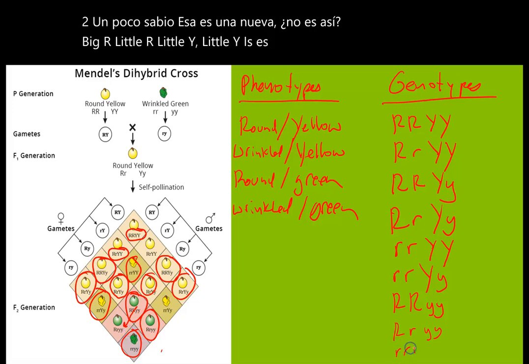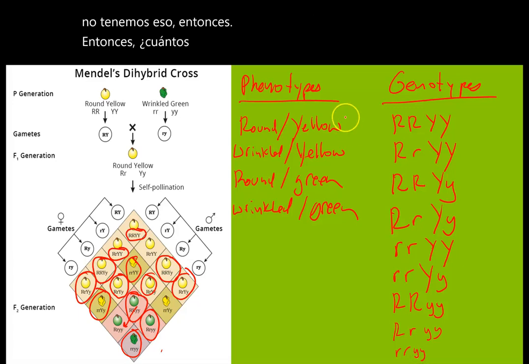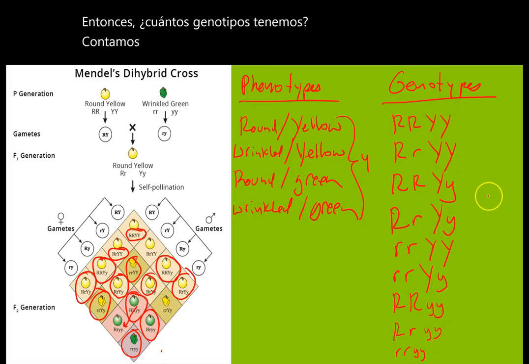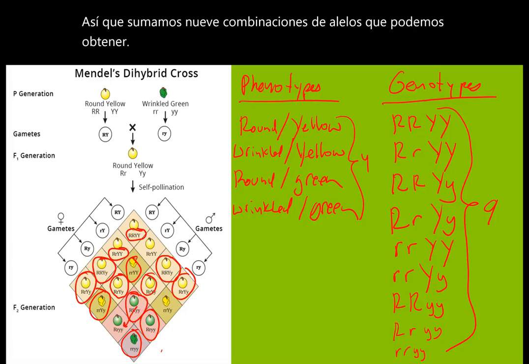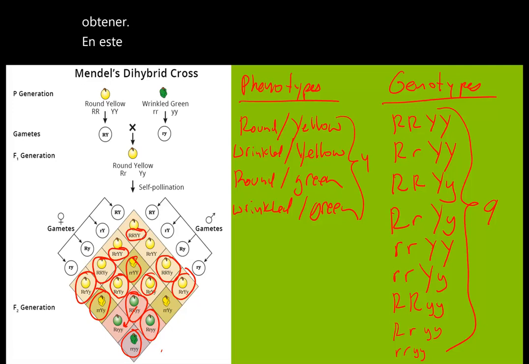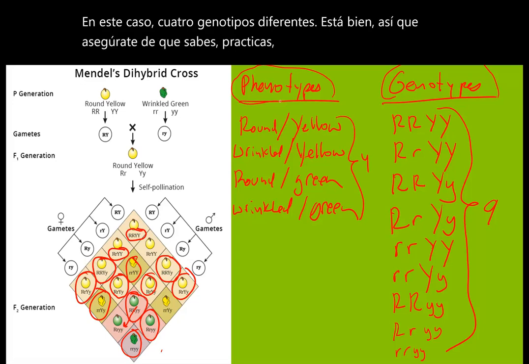So little r, little y. So how many genotypes do we have? 1, 2, 3, 4, 5, 6, 7, 8, 9. So out of 9 combinations of alleles, we can get in this case 9 different genotypes. Okay? So just make sure you practice and understand those terms, genotypes and phenotypes.